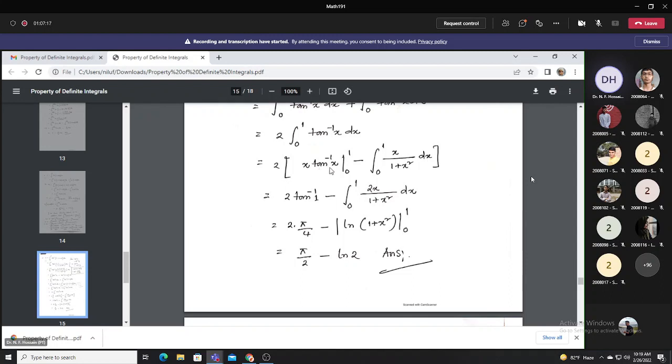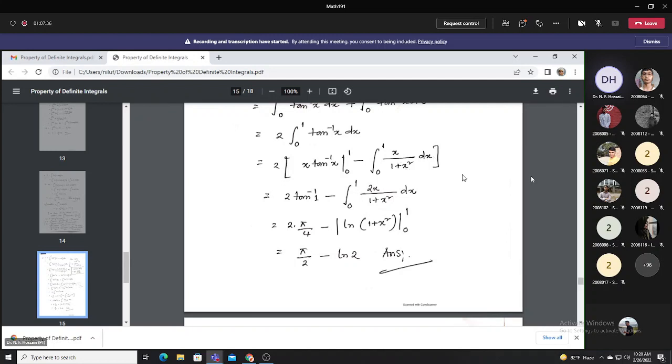So 2 into 1 into tan inverse 1. Tan inverse 1 means pi by 4, and tan inverse 0 is 0. So the lower limit will give you 0. So using the upper limit, you will get 2 into tan inverse 1. That means 2 into pi by 4. And these two multiplied with this x. So 0 to 1, 2x dx by 1 plus x square.